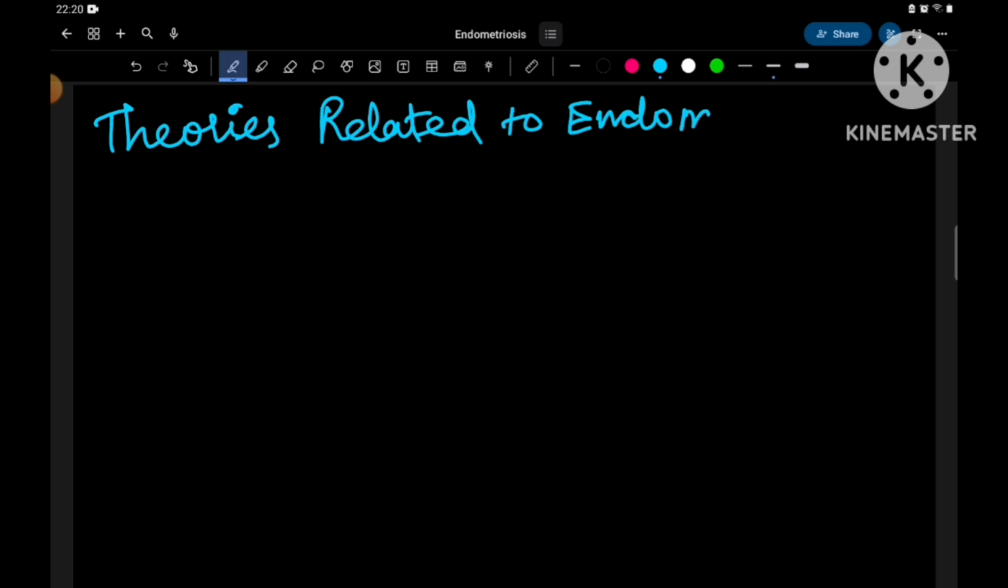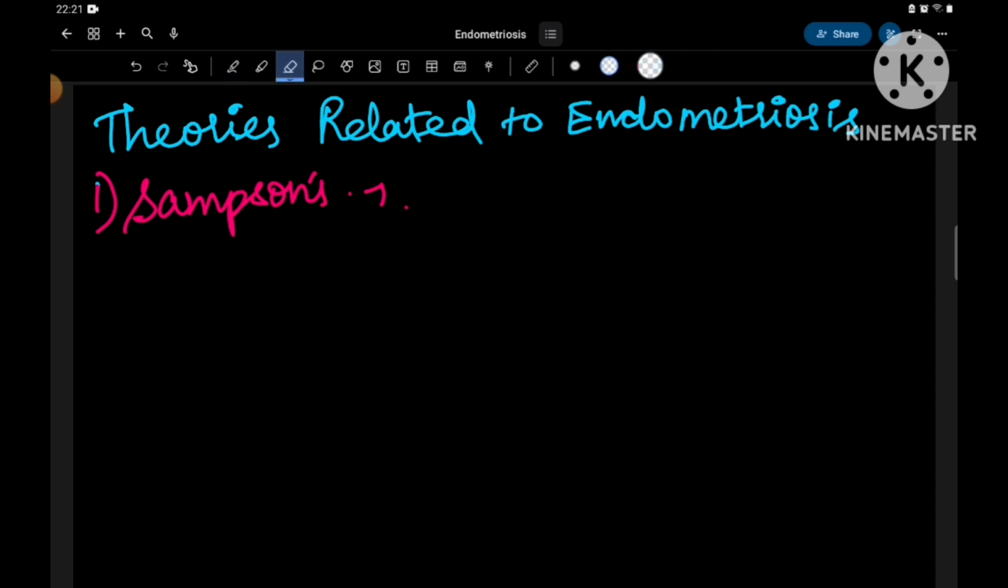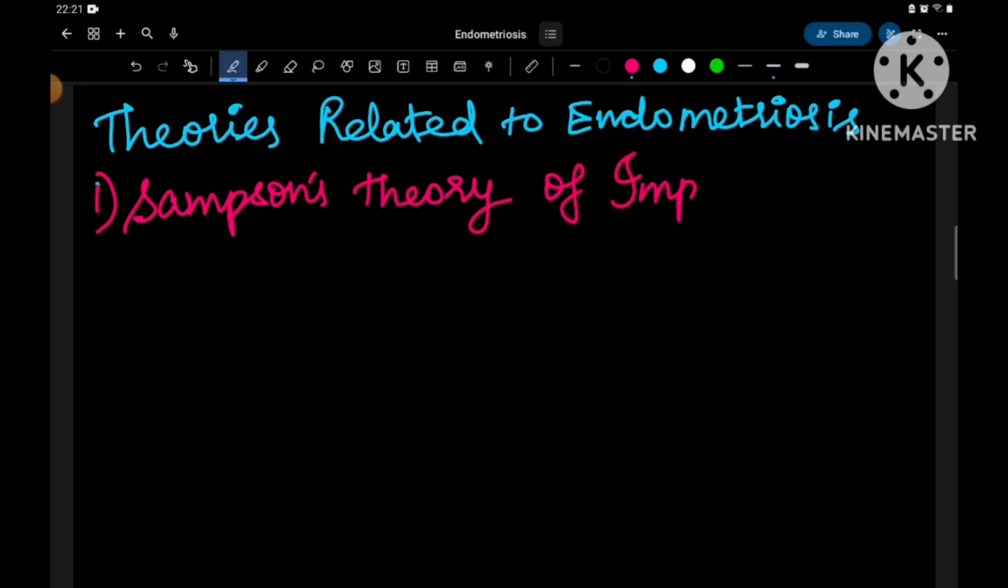Endometriosis. Okay. So what are the theories related to endometriosis? The first theory is called Sampson's theory of implantation. Okay, so what is this Sampson's theory of implantation?